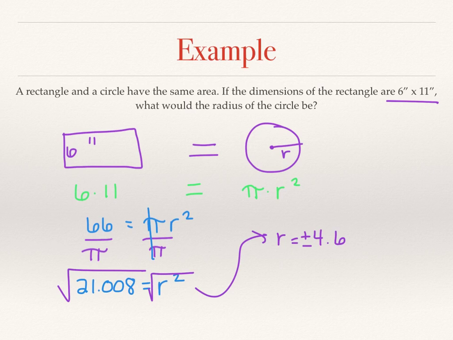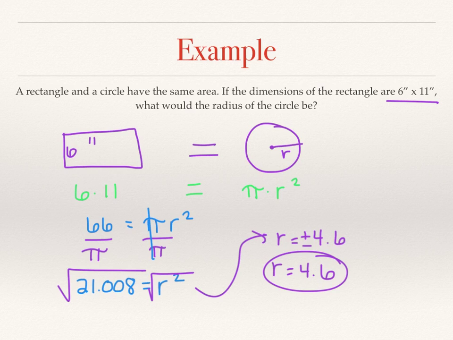Can you see why the negative answer would not make sense? R represents a radius of a circle. Okay, you're not going to have a negative radius for a circle. So this is one of those times where we say, hey, mathematically we know both of these answers are valid, but practically, in terms of this problem, the negative answer doesn't make sense. So I would have to have a radius of about 4.6 in order to get my areas to match, in order to get the area of this to be about 66.